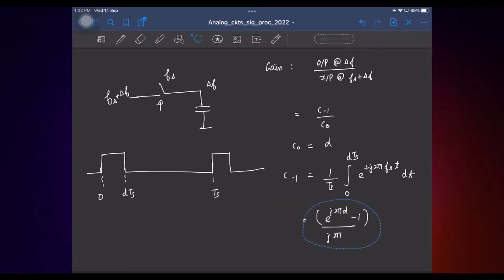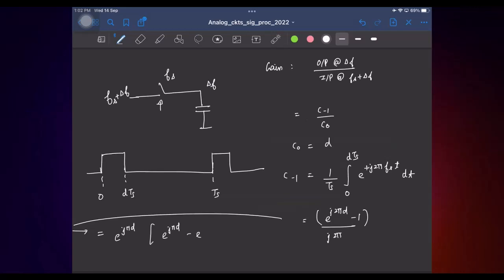So now I'll write it here. If I take e power j pi d outside, I'll have e power j pi d times 2j times pi, and this term here is basically sine, so this simplifies to sine of pi d by pi times, this is fine, this is C minus 1.